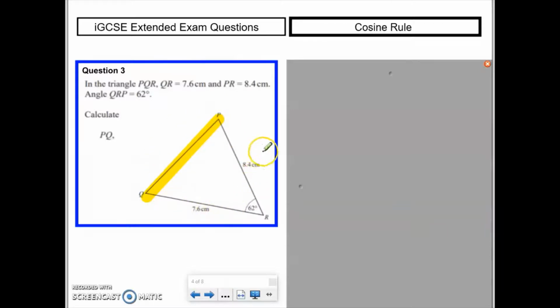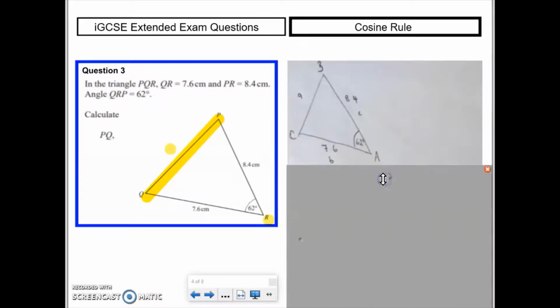When I come to label this, I'm going to ensure that this side here is small a, which means I'm probably going to call this capital A, and then the P and Q would also be replaced with B and C. So I've drawn out the diagram again, and as just discussed, little a and capital A. So what the question is asking me to find is now labelled as little a.